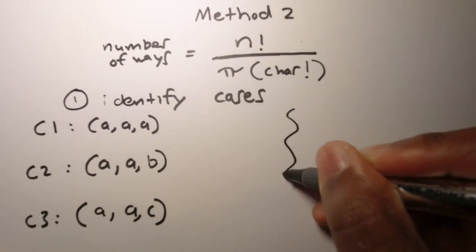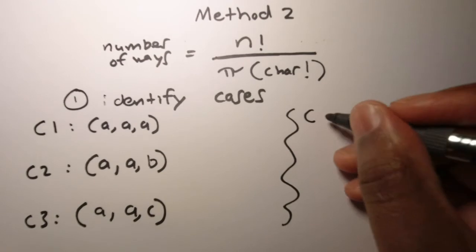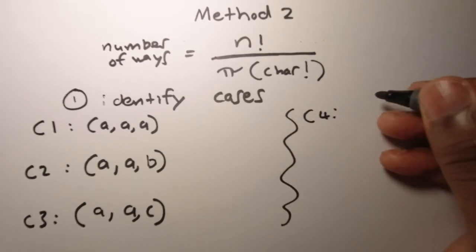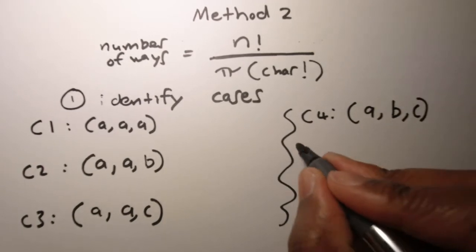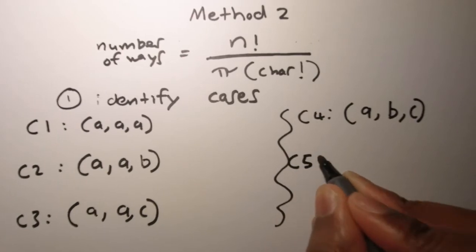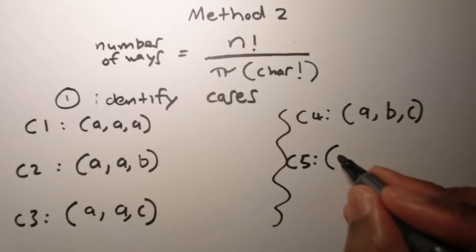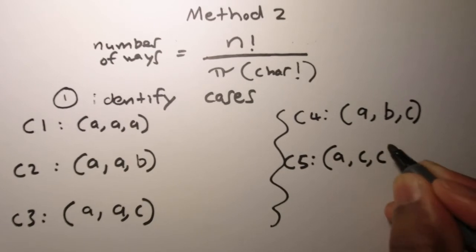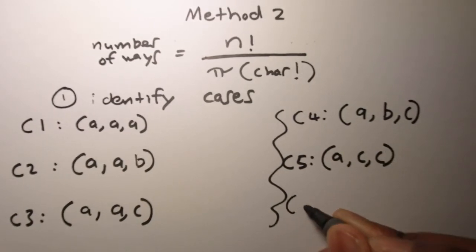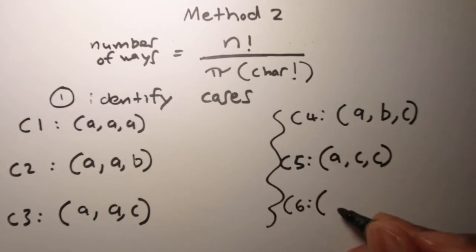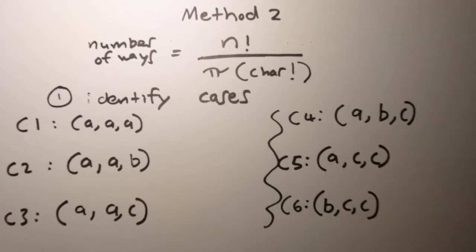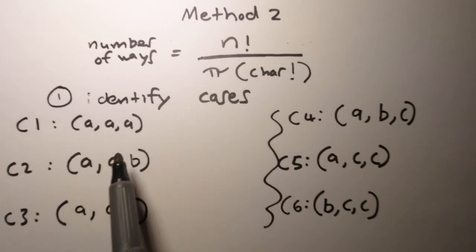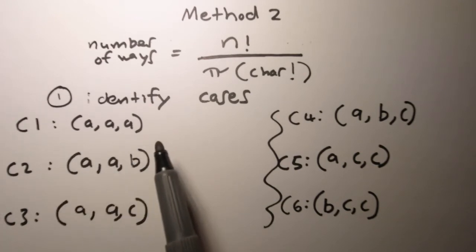And then I'm going to write more cases over this side. For C4, we'll have ABC. So 1A, 1B, and 1C. For case 5, we'll have 1A and 2 C's. And then for case 6, C6, we'll have no A's, 1B, and 2 C's. So this represents every possible solution. So really we have more solutions, but every solution will fit into these various categories or various combinations.